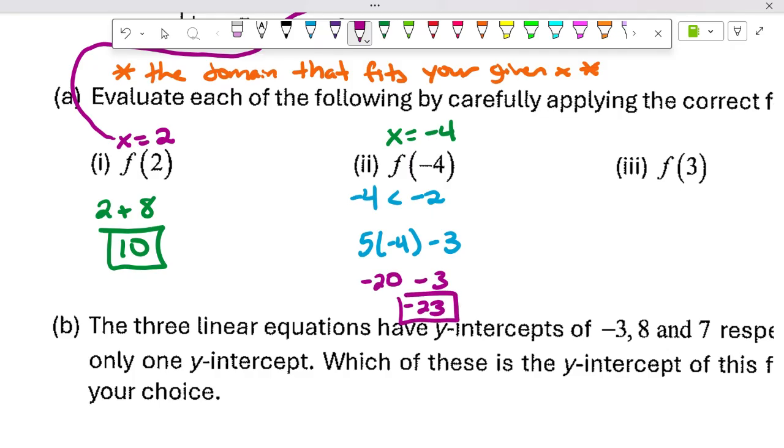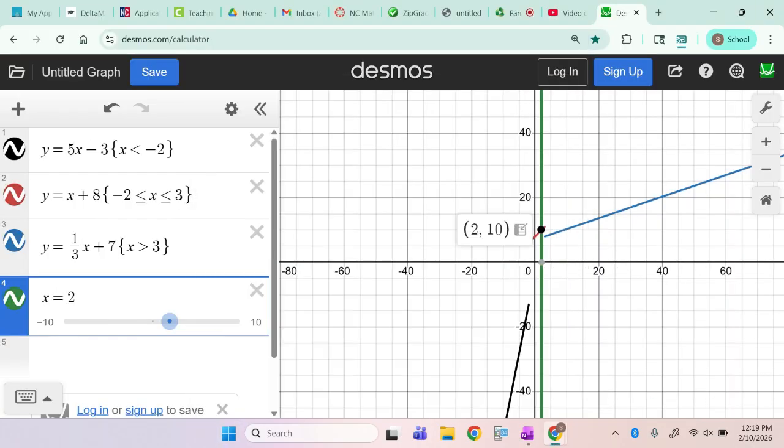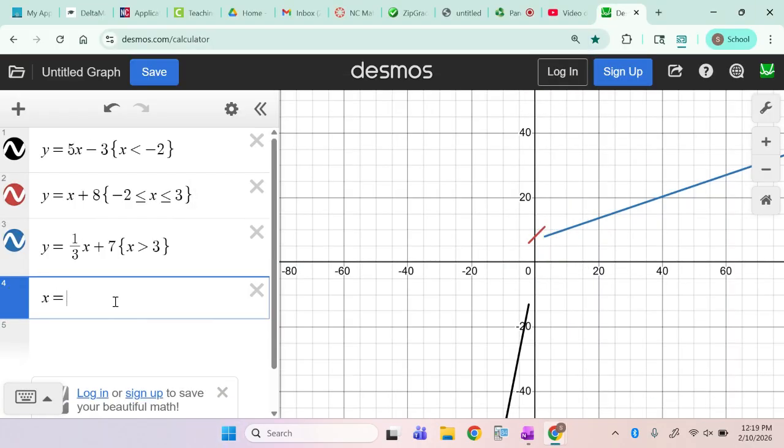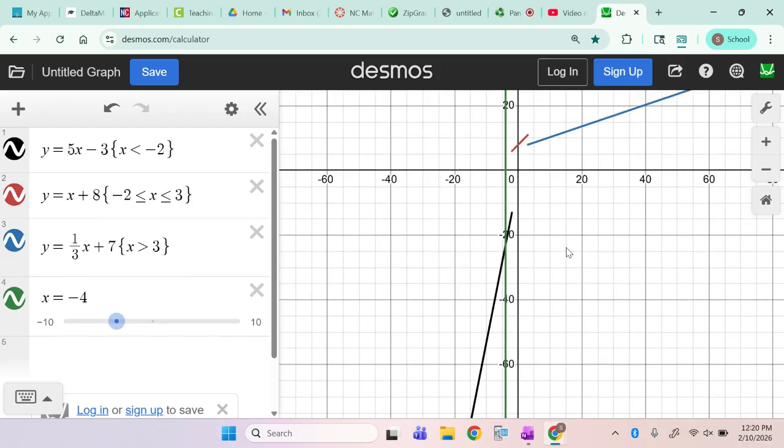negative 23. Now, just to check ourselves, I'm going to go put that into Desmos. So I'm going to change this to x is equal to negative 4. So it should intersect the black function. Does it do that? Does it intersect the black function, which is this one right here? Yes. So that was the top function. Click on it. I, in fact, get a y value of negative 23? Yep. So we're right.